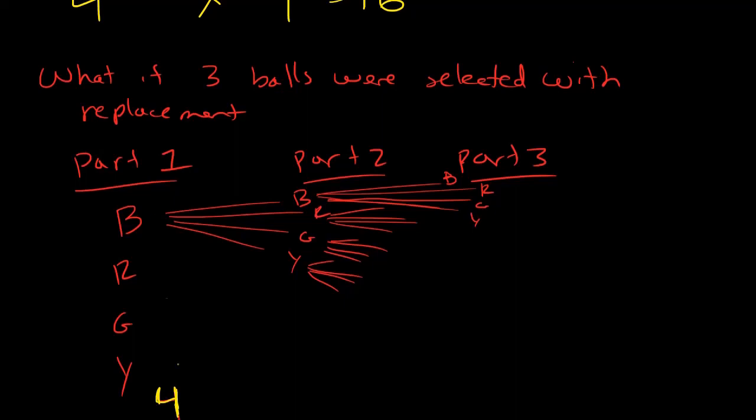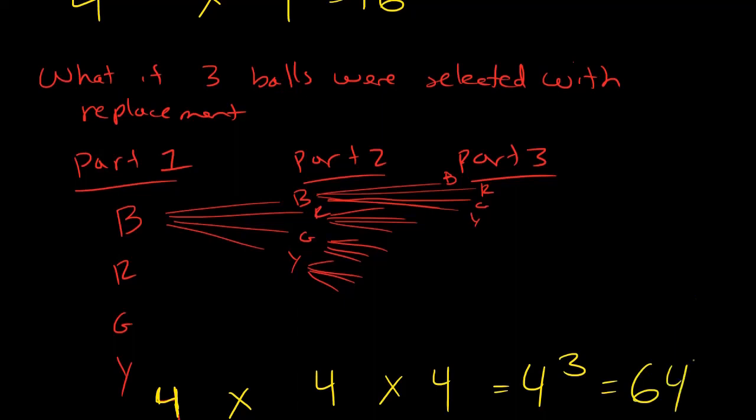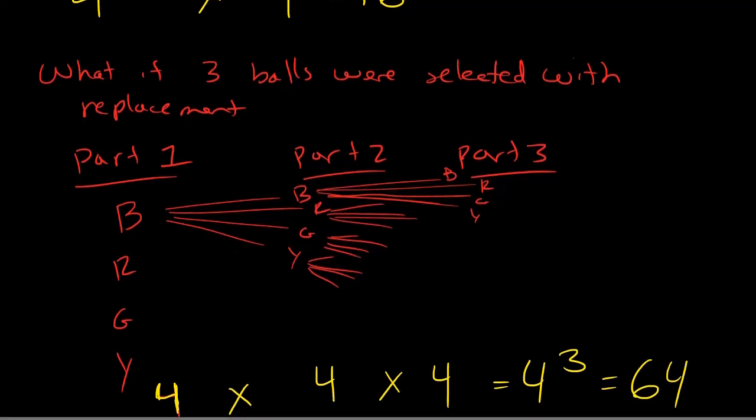yellow. There are 4 possible elements of part 1 of the experiment. There are 4 possible elements in part 2 of the experiment. And there are 4 possible elements in part 3 of the experiment, right? So this is 4 to the third, which is 64. Right, so the total possible number of ways we could get 3 balls selected with replacement is 64 total possible different ways.